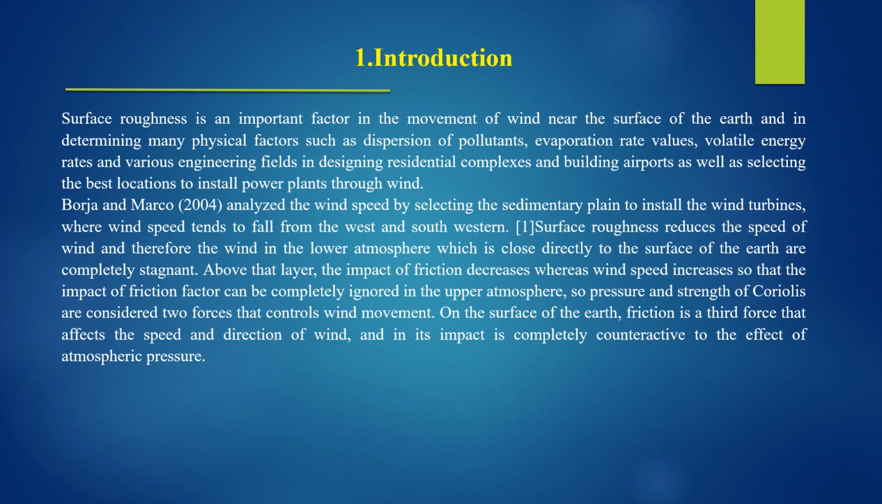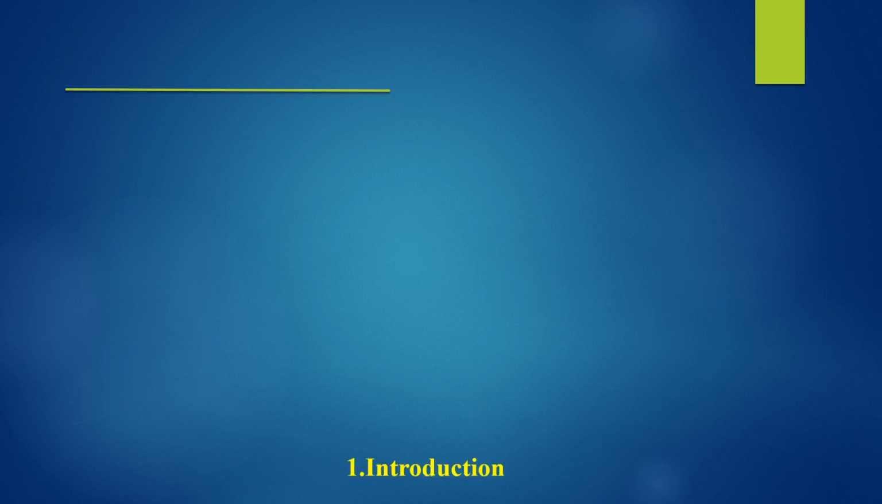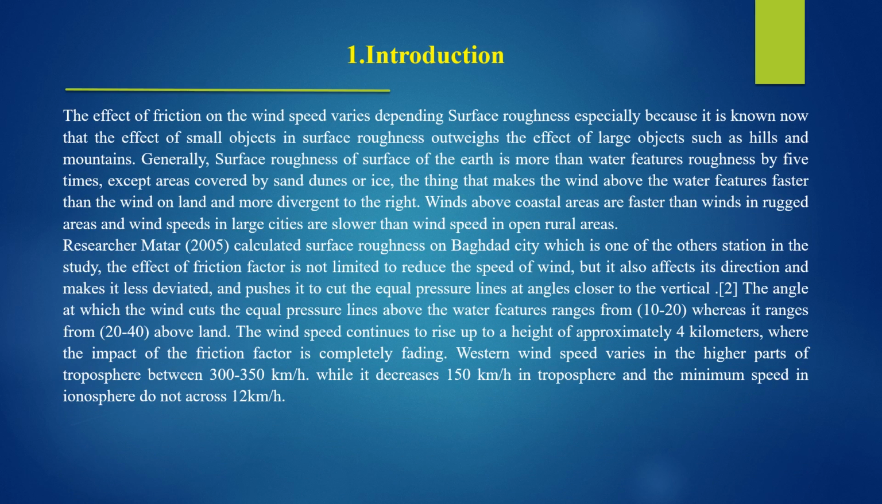Introduction. Surface roughness is an important factor in the movement of wind speed near the surface of the earth, as well as many physical factors. So, the impact of the friction factor is ignored in the upper layer.